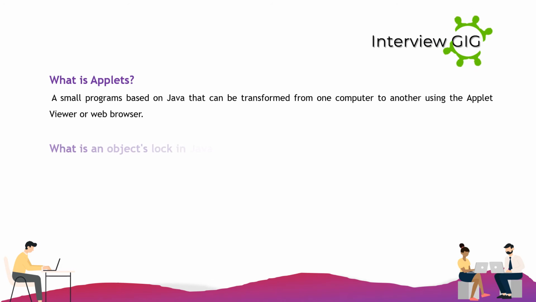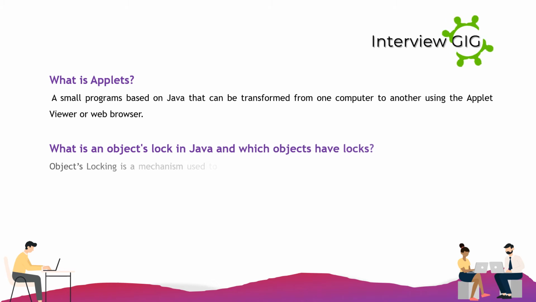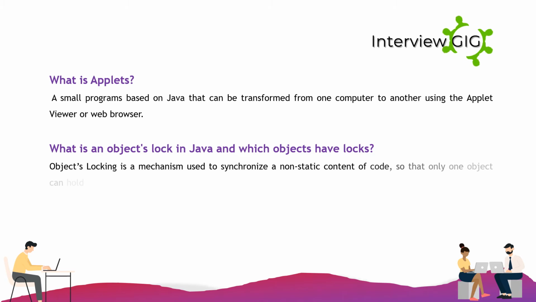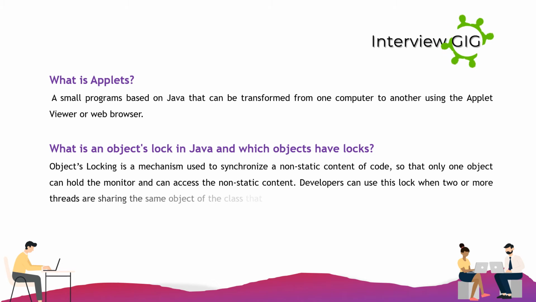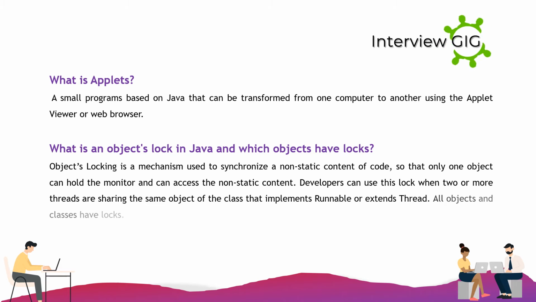What is an object's lock in Java and which objects have locks? Object locking is a mechanism used to synchronize a non-static content of code, so that only one object can hold the monitor and can access the non-static content. Developers can use this lock when two or more threads are sharing the same object of the class that implements Runnable or extends Thread. All objects and classes have locks.